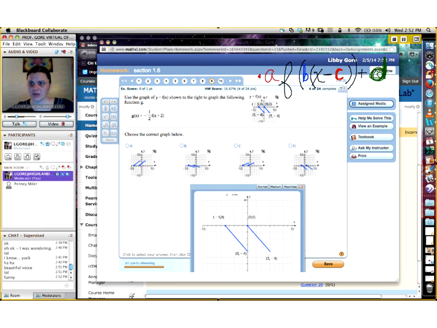The C value inside the function is subtracted from the X. This represents horizontal shifting of the function, so left and right movement. The D value outside the function represents vertical shift, vertical up and down movement. So I'm going to point out what we have happening with this particular function, g of x.